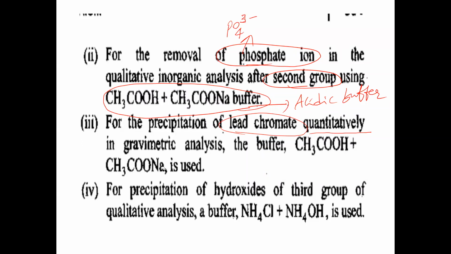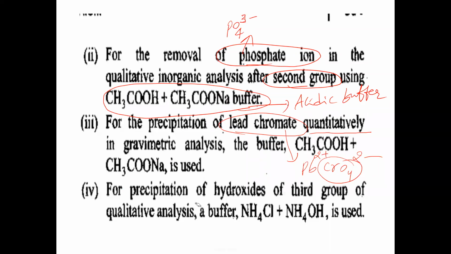Okay. So in the precipitation of lead chromate, we use which buffer? Acetic acid and sodium acetate buffer. So acetic acid and sodium acetate buffer is used in the precipitation of which chromate? Lead chromate. So lead chromate formula, what? PbCrO4. CrO4 minus 2, Pb plus 2. Lead chromate. To precipitate lead chromate, we use acetic acid and sodium acetate buffer. And to remove the phosphate ions, we use acetic acid and sodium acetate buffer.